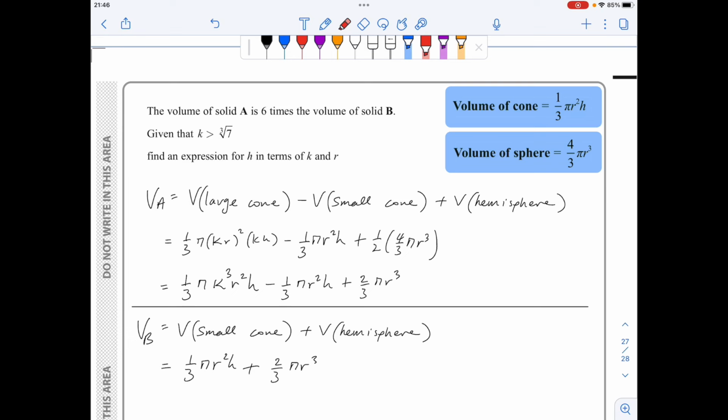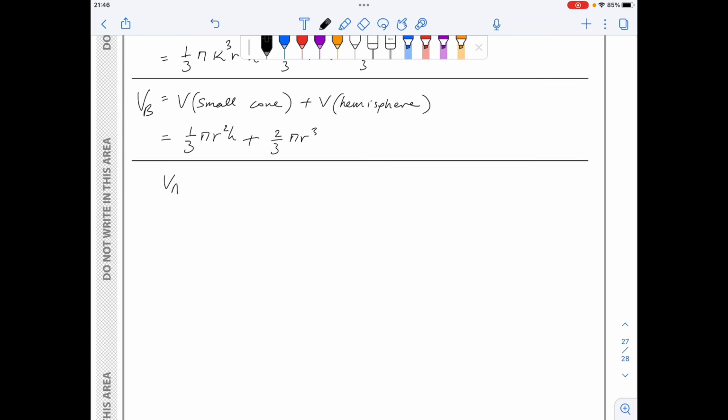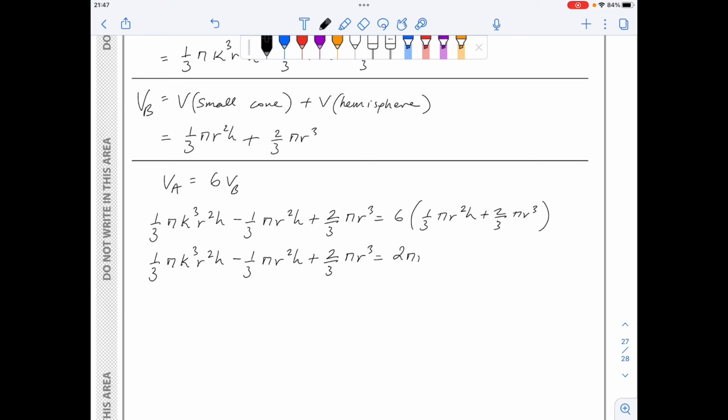So now I can use this statement to create an equation and rearrange it to get to the final result. So VA equals 6 times VB. So let's just copy everything from above. I'll keep the left hand side the same and expand the right hand side. This will give me 2 pi R squared H plus 4 pi R to the power of 3. I will then multiply everything by 3 to get rid of the fractions.